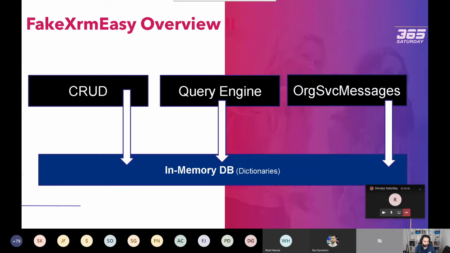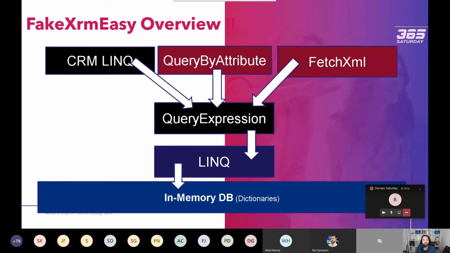And the most powerful feature, I think, is the query engine. In the SDK, you've got four different kinds of queries: FetchXML, QueryExpression, QueryByAttribute, and LinkQuery. This handles all those four types of queries. It translates the query to return the data from the in-memory database, as if you were running that query against a real database, the Common Data Service. So this is how it works, an overview.